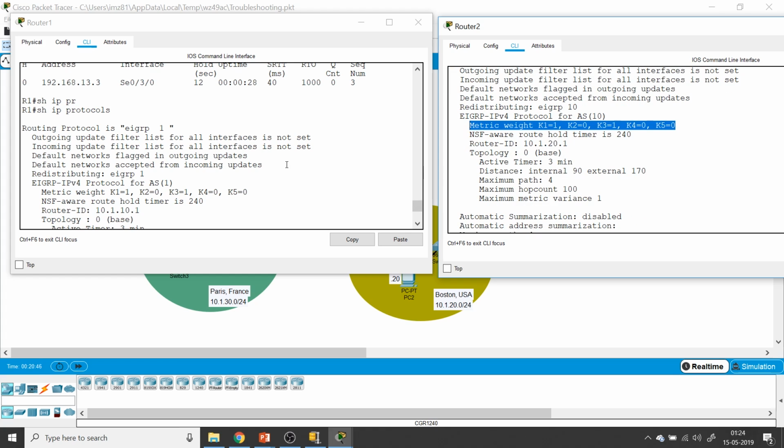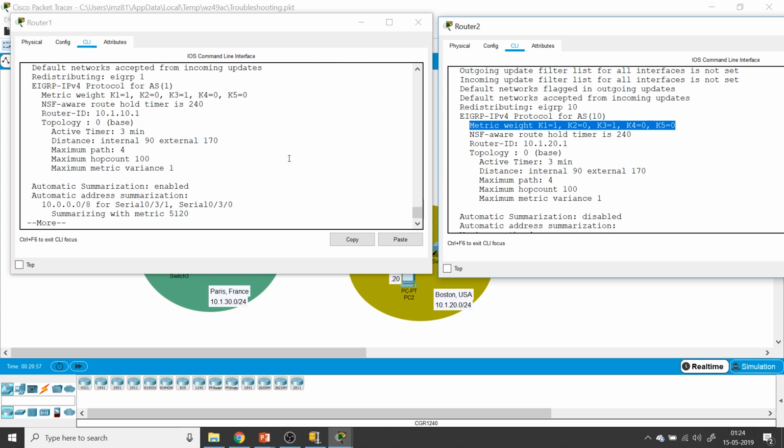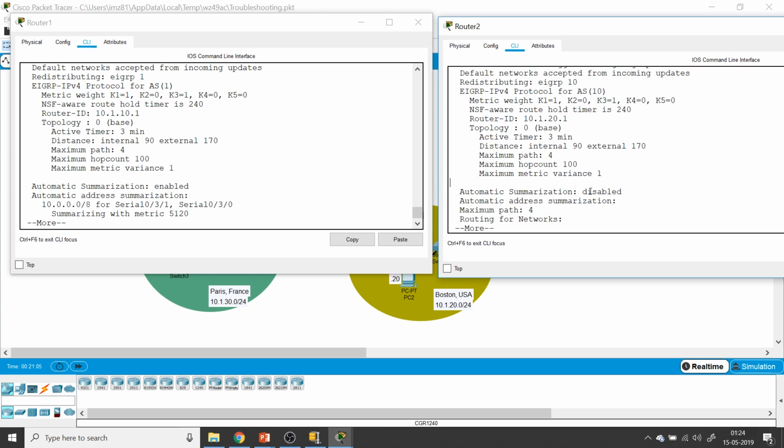If there is any authentication happening between the two devices, that also could be a reason. If the authentication type and authentication passwords are not matching, that could be one of the reasons why it is not working. But again, authentication is also not part of your CCNA, so I'm not going to get in there. So what else is different? Here summarization is disabled, summarization is enabled.